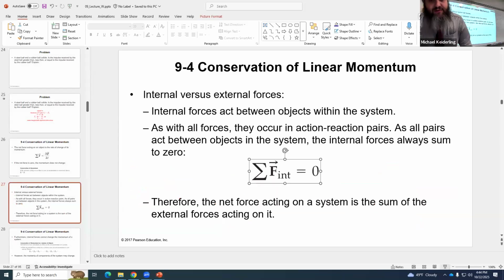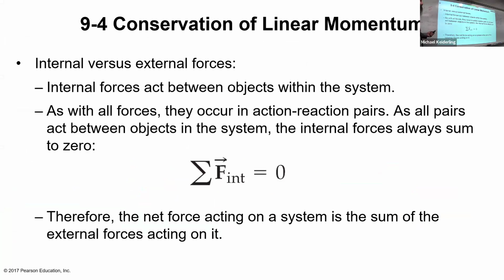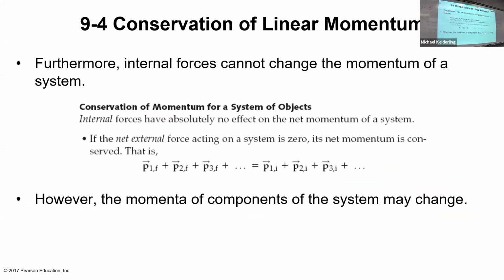And so because of this, for a system of objects, the internal forces can't change the momentum of a system. So internal forces have no effect on the net momentum of a system. So if the net external force acting on a system is zero, the net momentum is conserved. Thus, the sum of all the momentums before and after something will be equal. But the momentums of the components of the system may change.